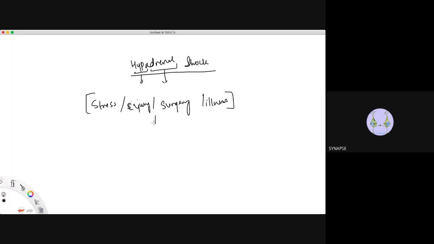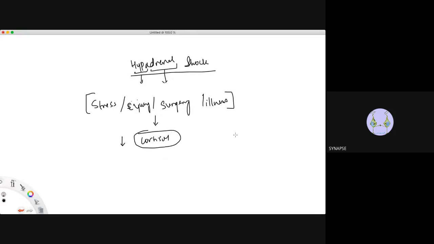In these conditions, there should be an increase in the secretion of cortisol. This is the stress hormone. It helps us to cope with the stress. For some reason, in hypoadrenal shock, there is reduced cortisol. There is no cortisol, resulting in decreased sympathetic activity and shock. Do you get the mechanism?